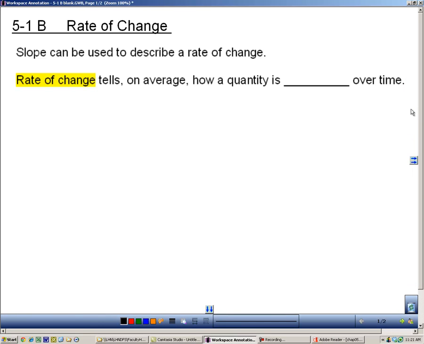Section 5.1b is about a rate of change. A slope that we've already learned about can be used to describe a rate of change, and a rate of change tells us on average how a quantity has changed over time. So this allows us to look at any quantity we want and examine it over time. And so what we can do is use a slope to do that. We can use the difference in the quantity over the difference in the time to compare those different rates of change.